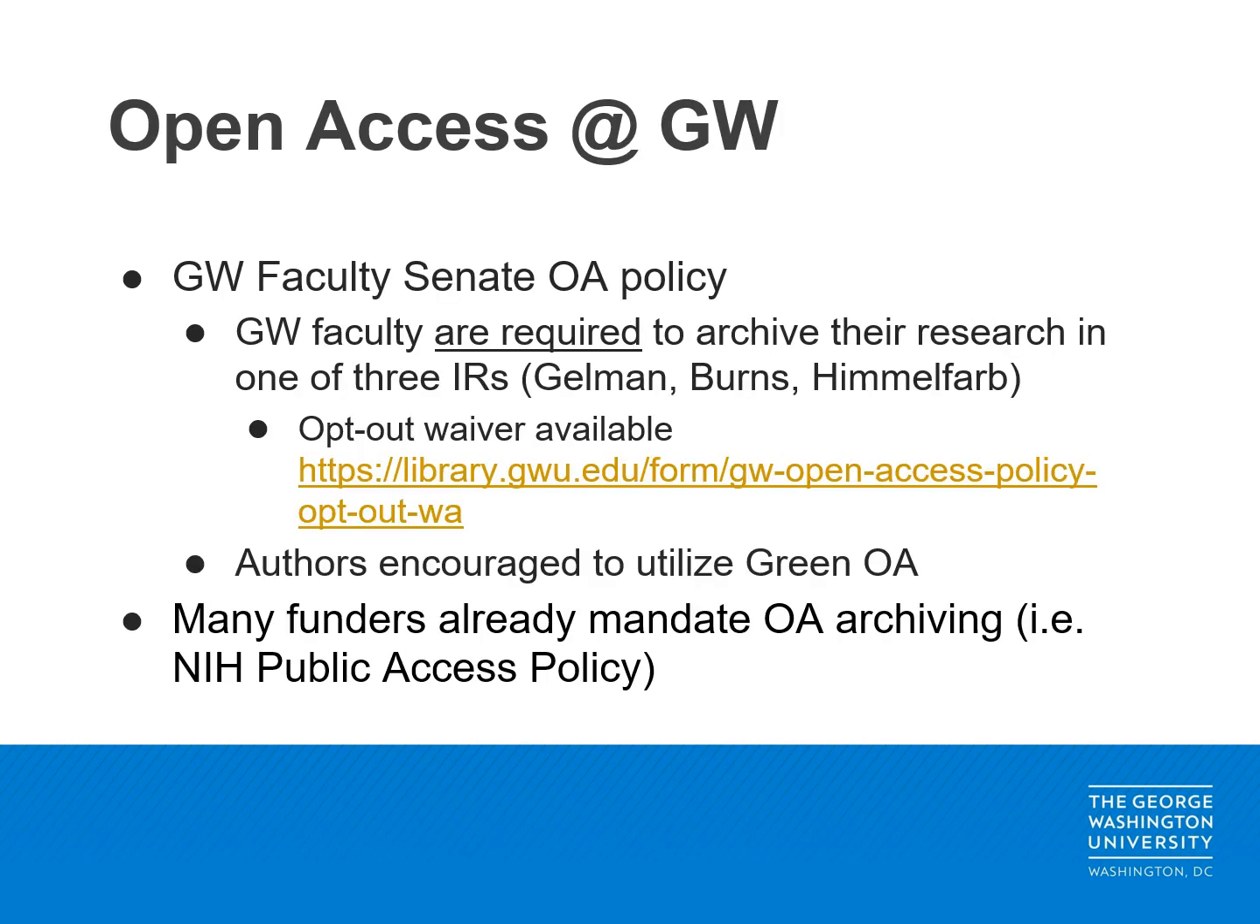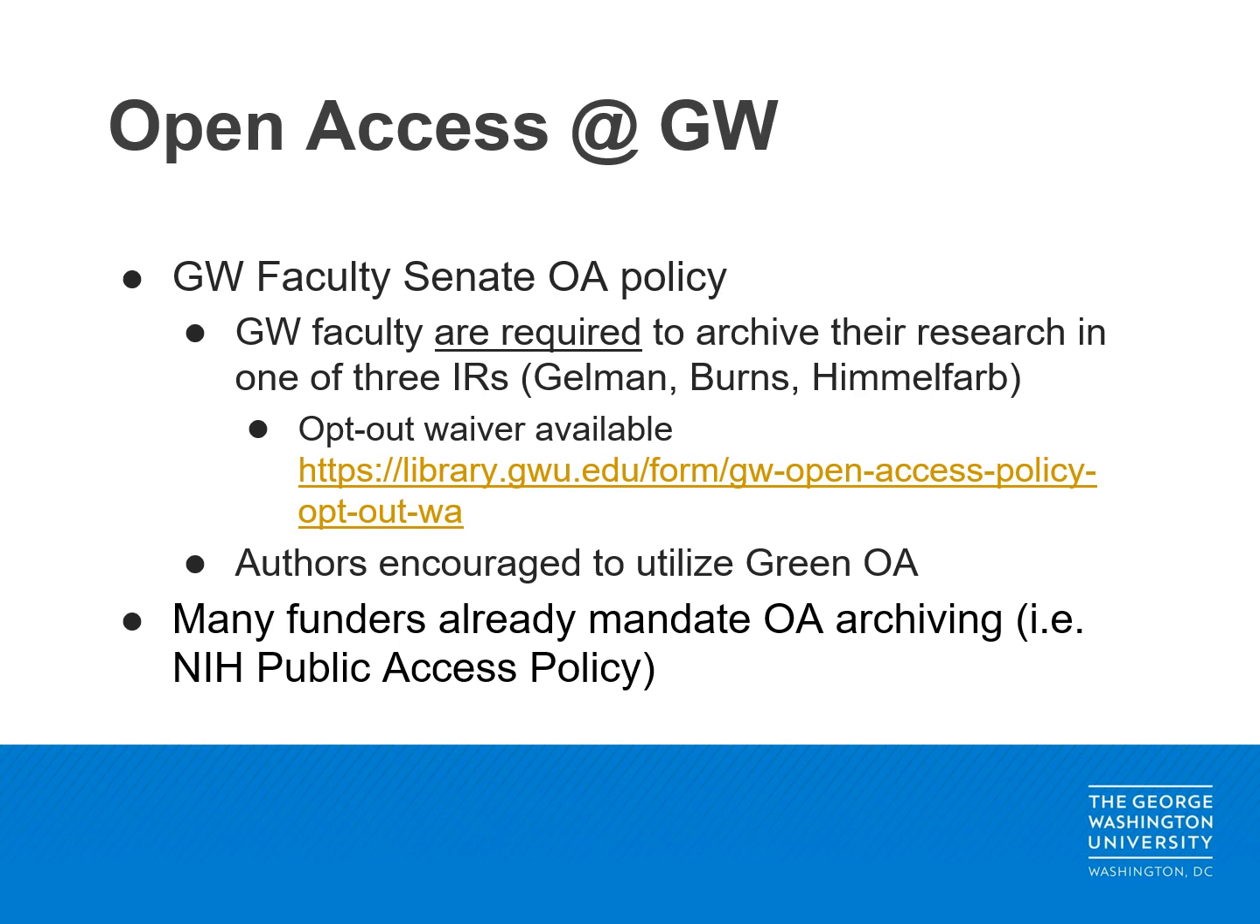In 2026, the GW Faculty Senate updated the open access policy for the university in an effort to support open access to GW research. GW faculty, as well as librarians and postdocs, are required to archive a version of their published research in one of the three institutional repositories: GW Scholar Space, hosted by Gilman Library, the Jacob Burns Law Library Scholarly Commons, and the Health Sciences Research Commons, hosted by Himmelfarb Library.